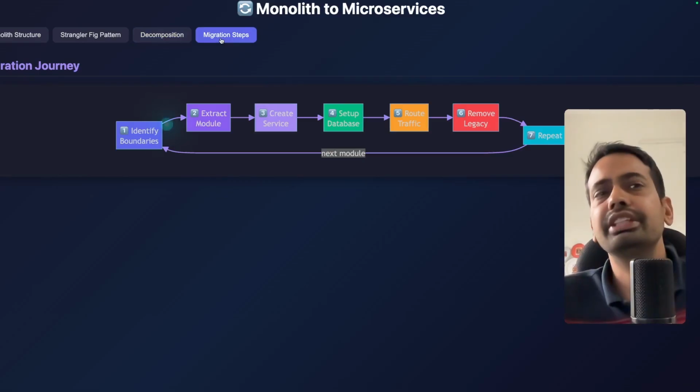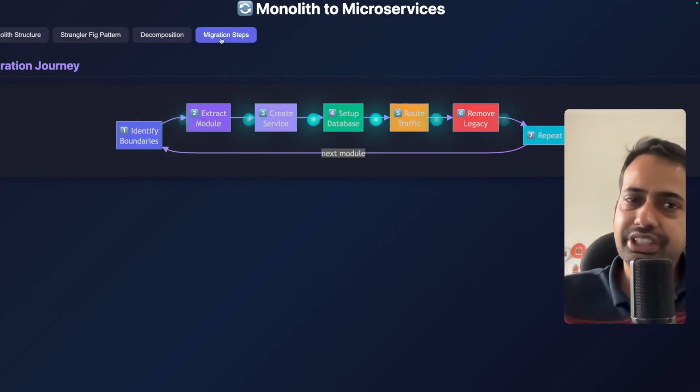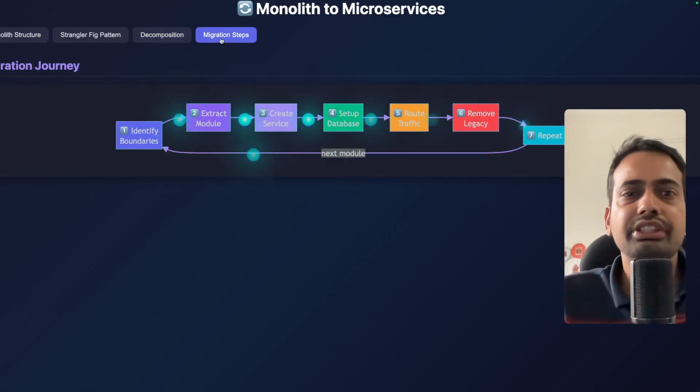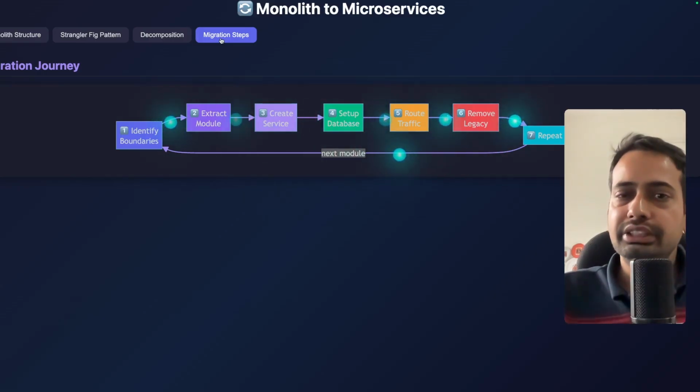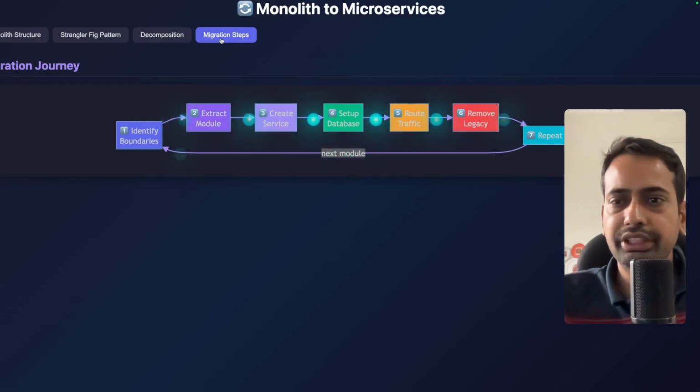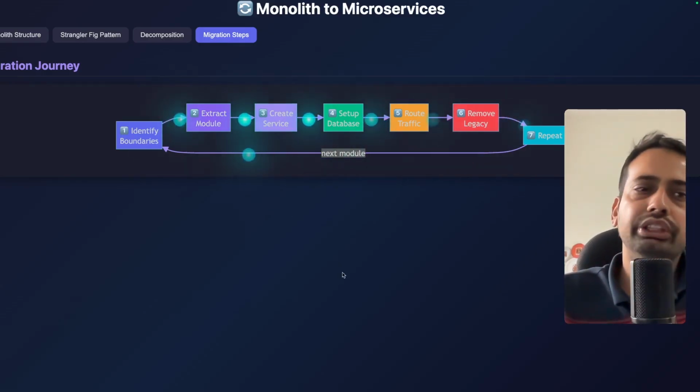So what are the migration steps? You can see, first we extract the module, we create the service, set up the database, route the traffic, and remove the legacy. The same thing you need to do in repetition for each and every module until you get everything done.